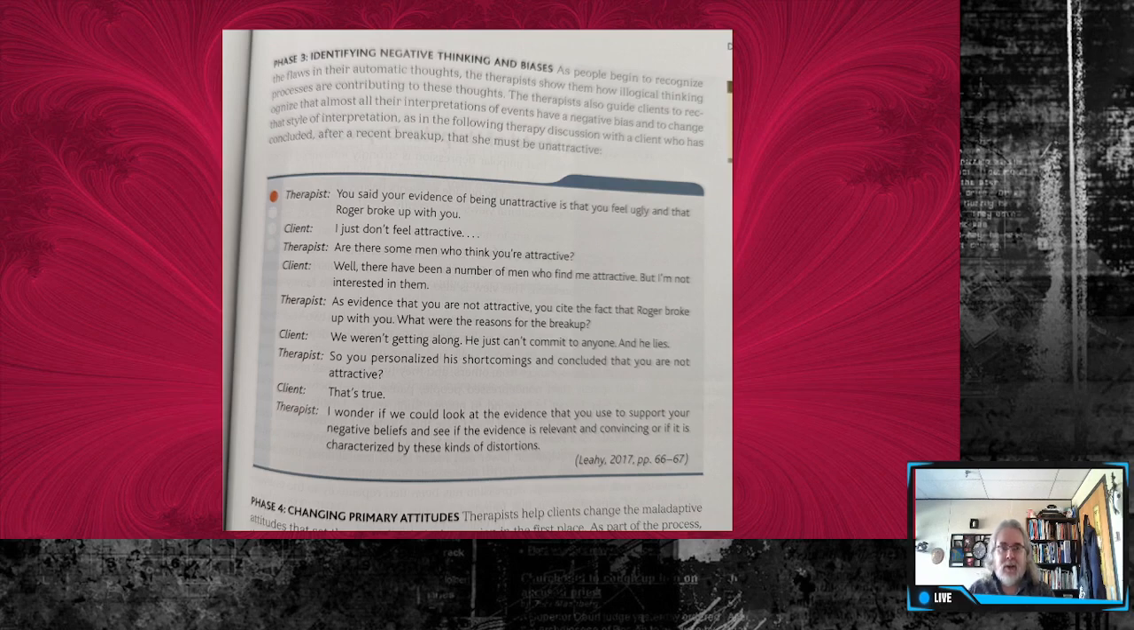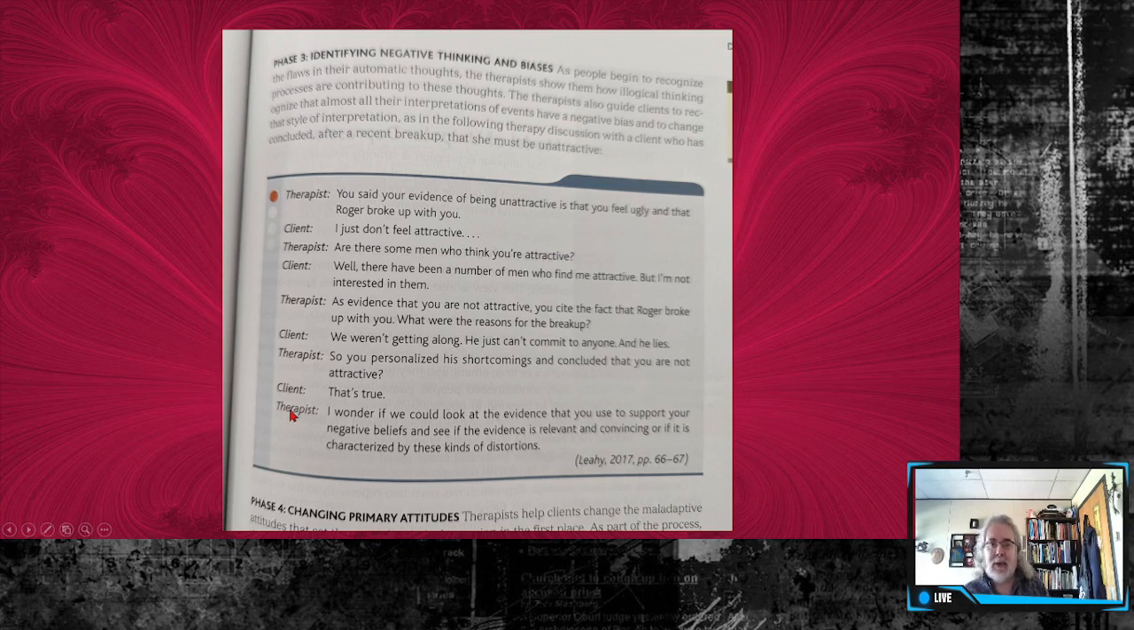Let's look at a third example. This excerpt from a textbook has a conversation between a therapist and a client. Now above this little section, by looking at the section header, we see that this section is talking about identifying negative thinking and biases. Some people will just either skip over this or just read through it and move on. But don't just read through it. Actually try to analyze it.